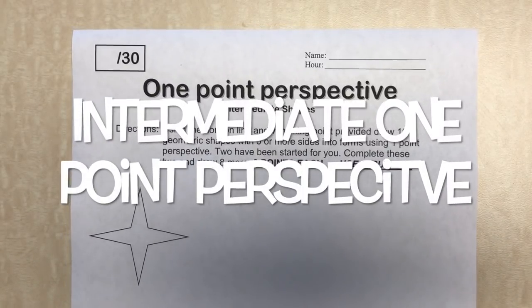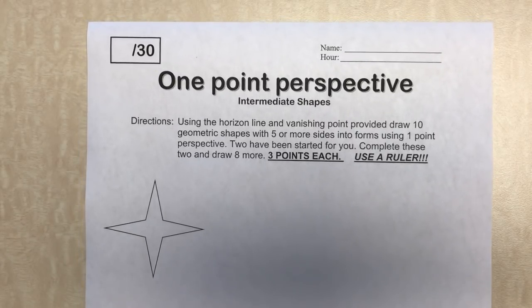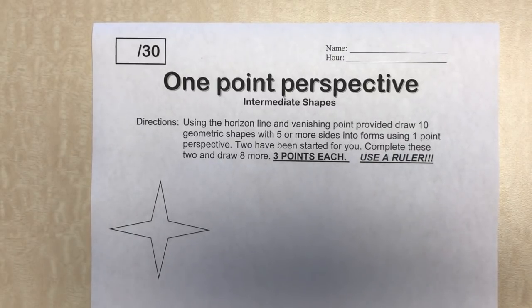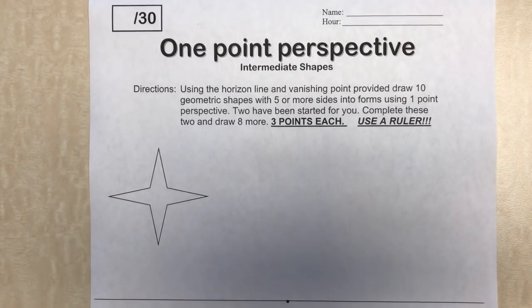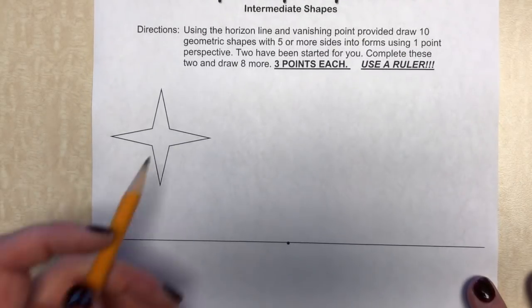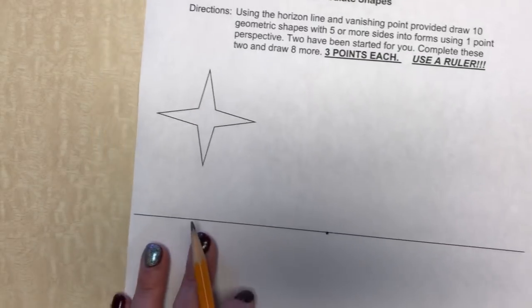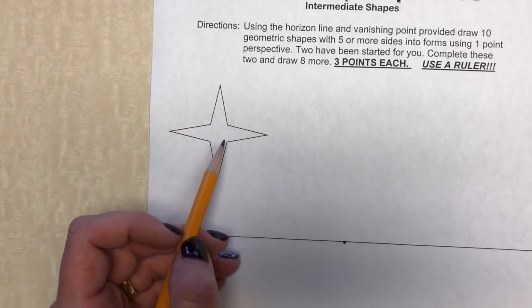Schultz. I'm going to show you today how to do one-point perspective with intermediate shapes. It follows all the same rules as what we did last time with basic shapes. It just is going to involve having a few more sides and a few more corners that are going to go to the vanishing point. So I'm going to demonstrate for you on this first shape and just kind of talk you through it, and then we'll discuss the second shape that's on your paper, and then you're going to do some practice on your own. Alright, so on this first shape, we're going to follow the rules that we talked about last time.